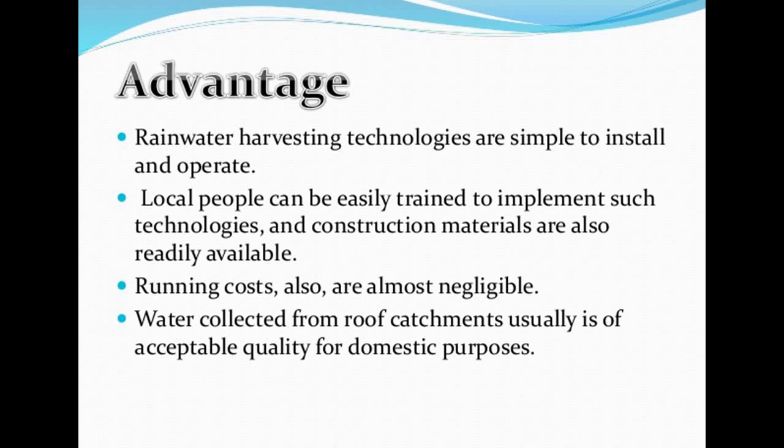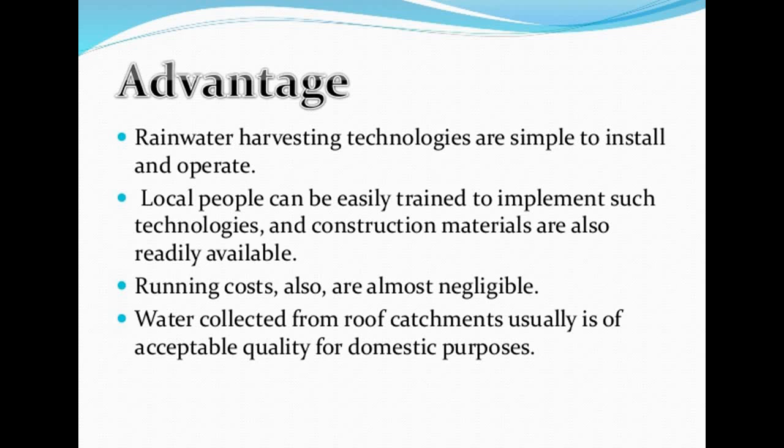Then running costs are also at most negligible. Basically, negligible means it is not going to cost you much. It is not much costly to make a rooftop and a pipe setting at your home. It is just a very simple technique to save water, and in most of the states in India it is quite compulsory also to make a rooftop at your home.